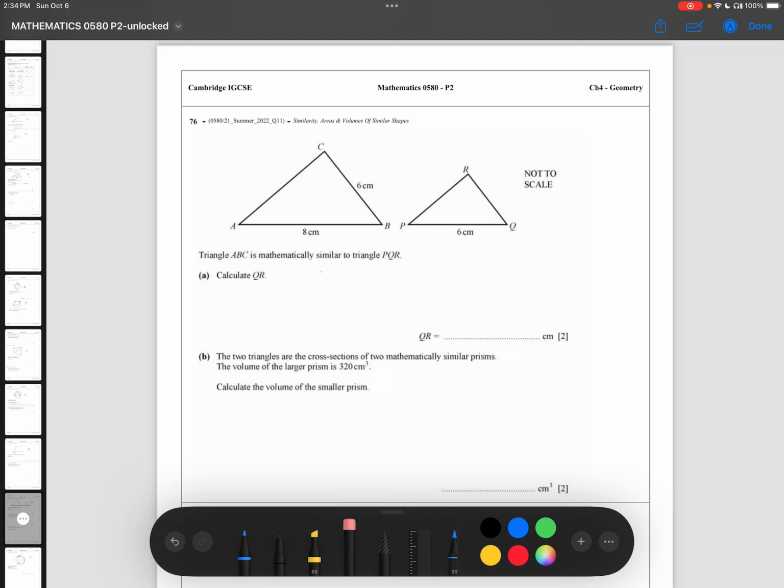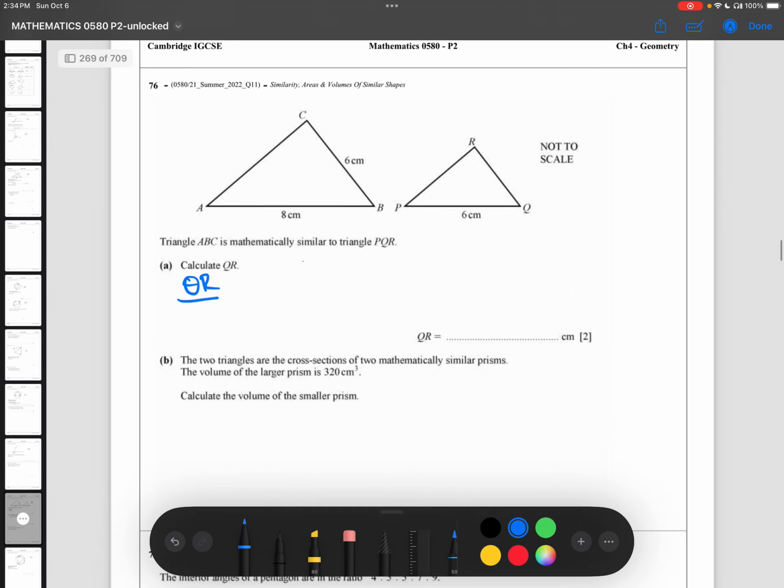So in question number 76, it says triangle ABC is mathematically similar to triangle PQR, and we have to calculate QR. I will use the similarity ratio formula. QR, which corresponds to BC, will be equal to PQ, and PQ corresponds to AB.